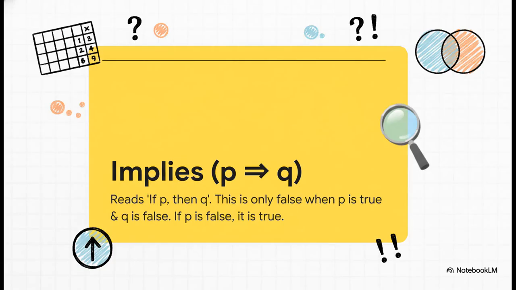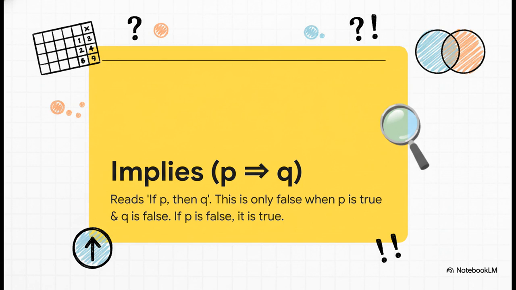And now, for the main event, the implies operator. This is what creates those famous if-then statements. Now, this rule has a really weird quirk, so stick with me. An if P then Q statement is only considered false in one specific situation, when the if part is true, but the then part is false.